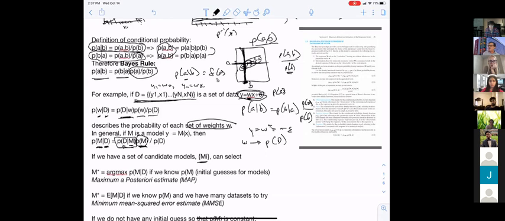Right? So that's independent of the observation, right? The observation didn't help me choose a model. It's my prior that helped me choose the model. Those are called the priors.